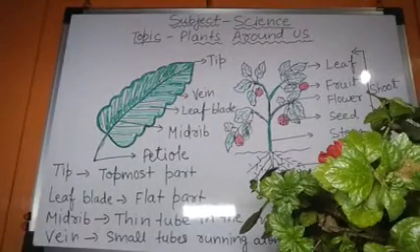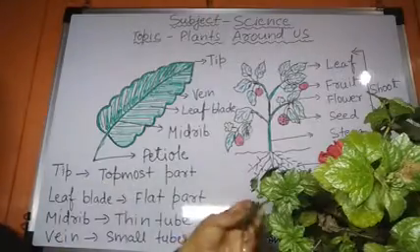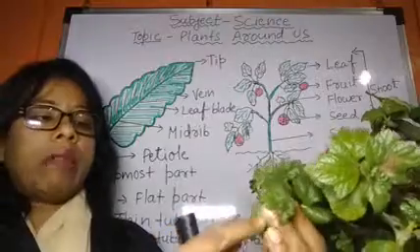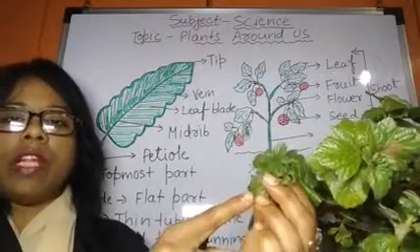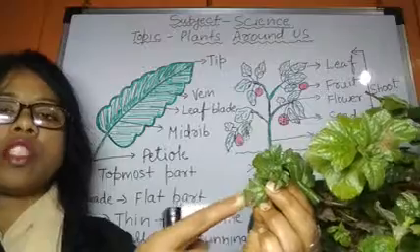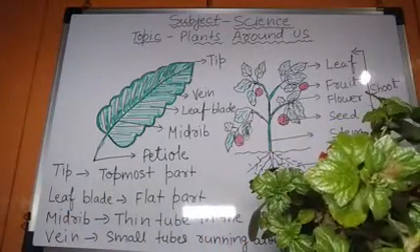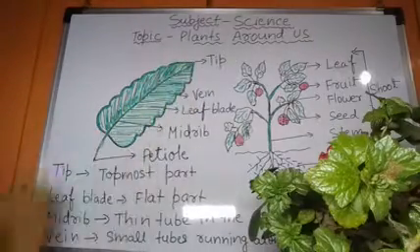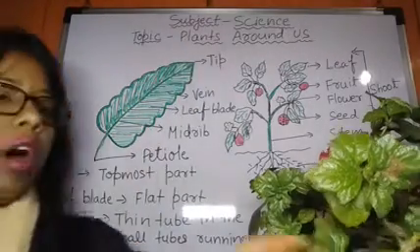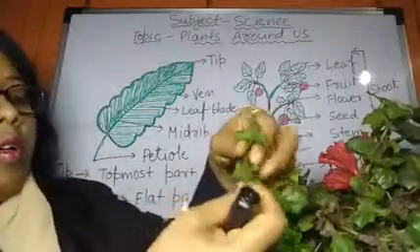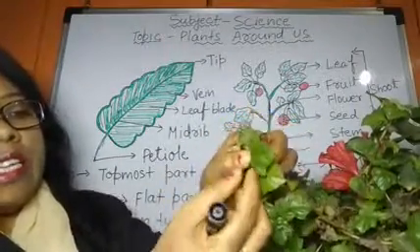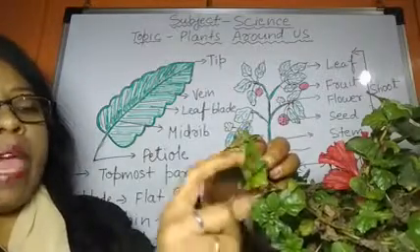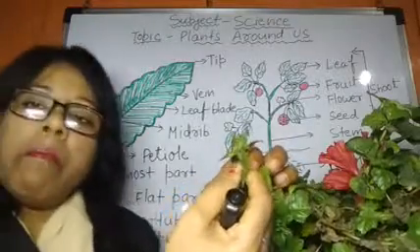Second is the leaf blade. Leaf blade means this flat part of the leaf that you can see. Now the third part is the midrib. What is the midrib? This is the midrib, the thin tube in the middle of a leaf. You can see this line on the leaf. This main line of the leaf is called the midrib.